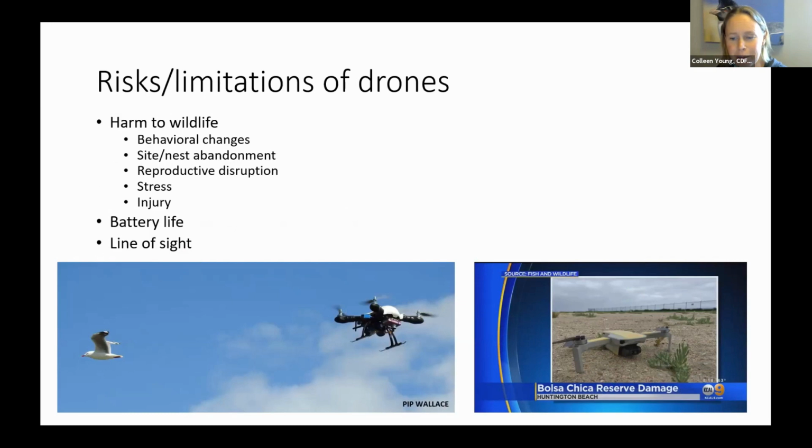However, as all of you are probably also aware, there's a lot of risks and limitations to using drones as well. Number one, probably of most interest to this group, is the harm that they can cause to wildlife, and that can manifest in terms of disturbance, in terms of behavioral changes, site or nest abandonment, reproductive disruption, stress to the animals, or even injury. There's also some limitations of using drones, including battery life and needing to keep the drone in line of sight. So you can't really send it very far away from where you're standing or based.